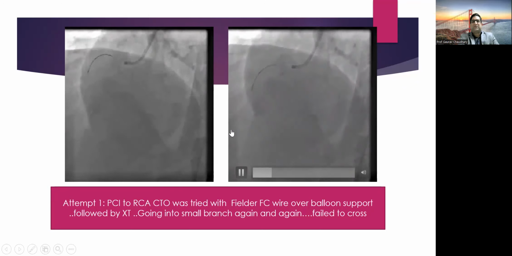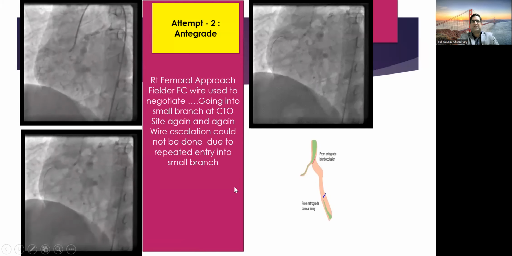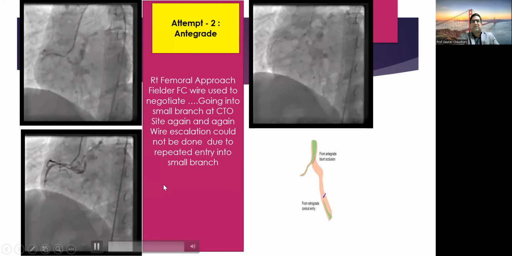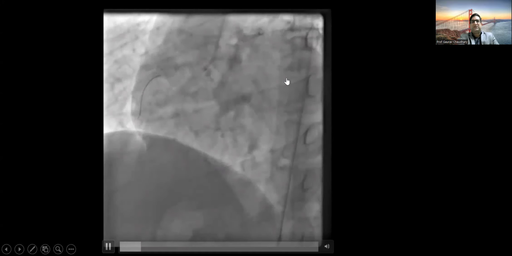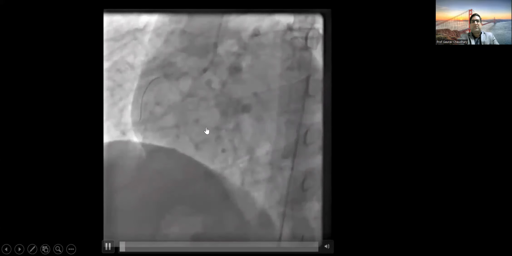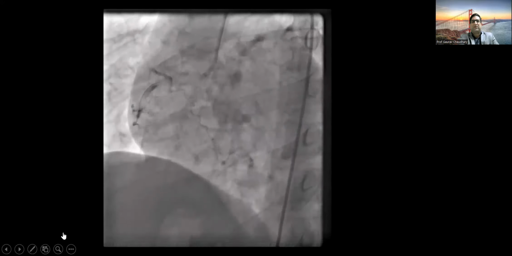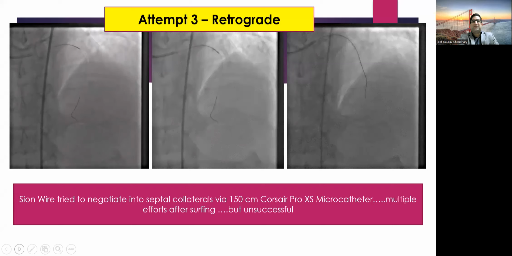For the second attempt, we had in mind that a small branch was coming from the proximal segment, and the wire was going into it again. So again, with the right femoral approach, the Fielder FC wire was used to negotiate, but again and again, as we can appreciate in this image, it is picking a small branch. We don't find a particular point to poke, so there was ambiguity in that segment. This time also the procedure was abandoned, and it was decided that we would go retrograde in the third attempt.